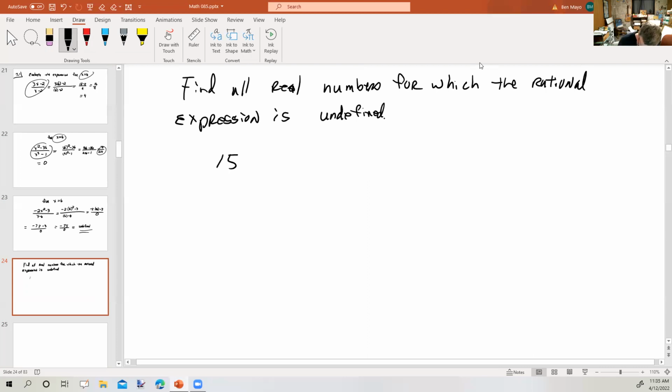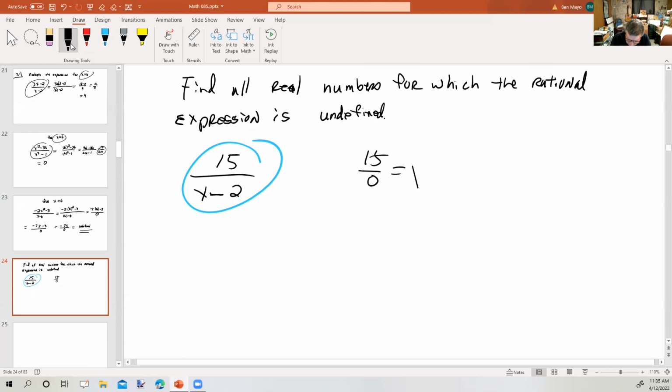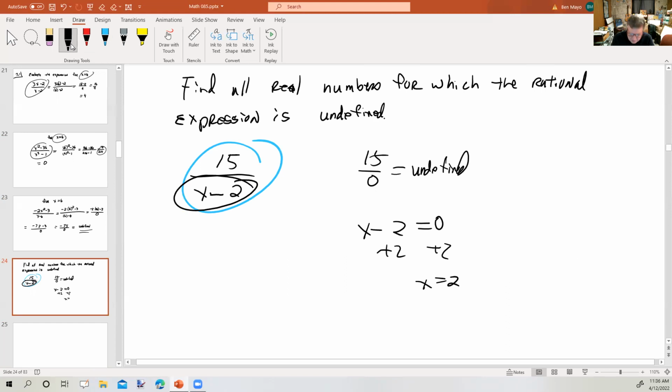And let's take this one, 15 over x minus 2. So find all real numbers for which the rational expression is undefined. When would this expression be undefined? When the denominator is 0. So if we had like 15 over 0, that would be undefined. So when would that equal 0? Well, when x is 2, right? Because then we have 15 over 2 minus 2, which is 15 over 0. So find all real numbers for which the rational expression is undefined. 2. You all right with that?